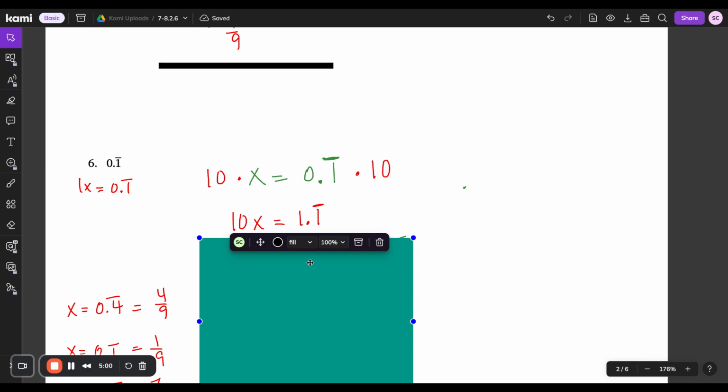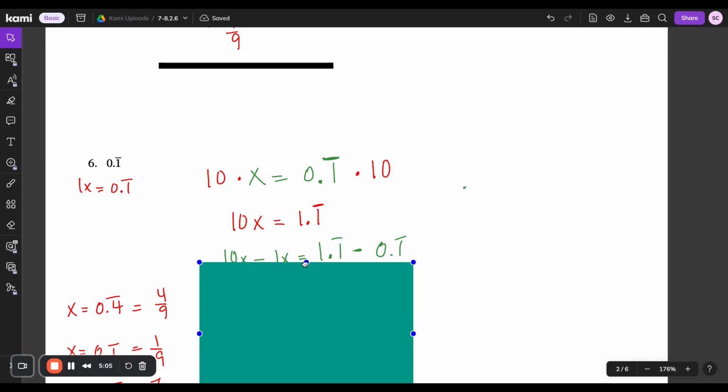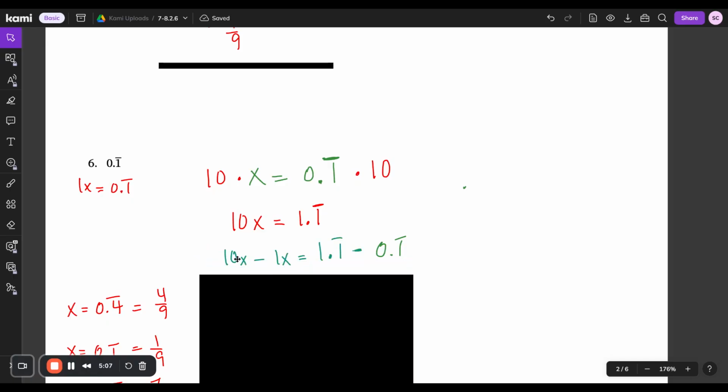Now, since we can't go out of 10 since it's repeating, we subtract 1x from both sides, just like we did with the previous one. So 10x minus 1x is going to be equal to, all we're doing on this side is substituting. I know 10x is equal to 1 and 1/10 repeating, so that's what I have here.